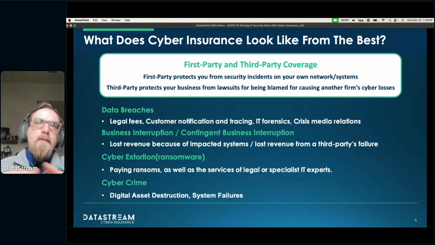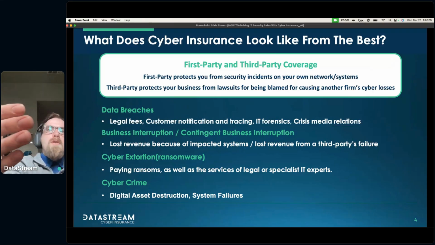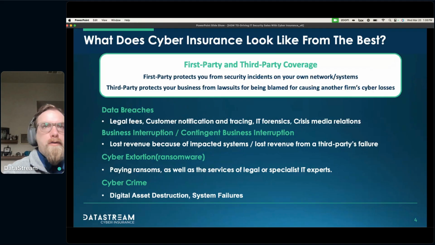So, talking about coverage first, what does good coverage look like from those kind of gold star carriers, the ones offering the best policies out there? Well, they're going to include both first and third party coverages, right? Incidents that affect anything directly to you, that's your first party coverage.